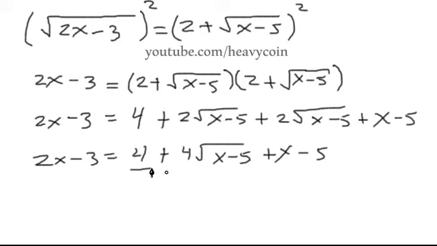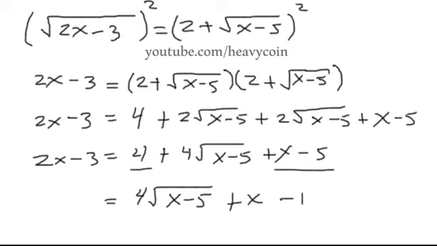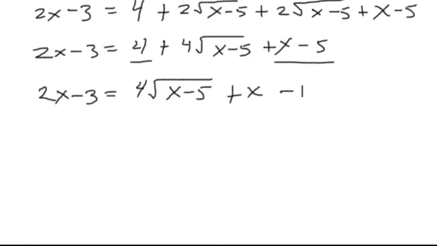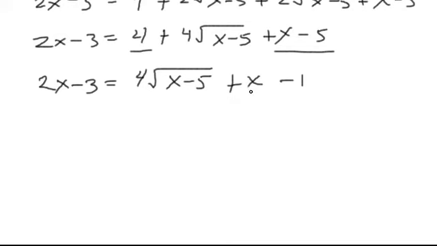Now we're going to combine that stuff. 4 minus 5 is, I guess I'll just rewrite, skipping any steps. I'm going to rewrite 2x minus 3. Now what I'm going to do is go ahead and take this x and this minus 1 here over to the left hand side.